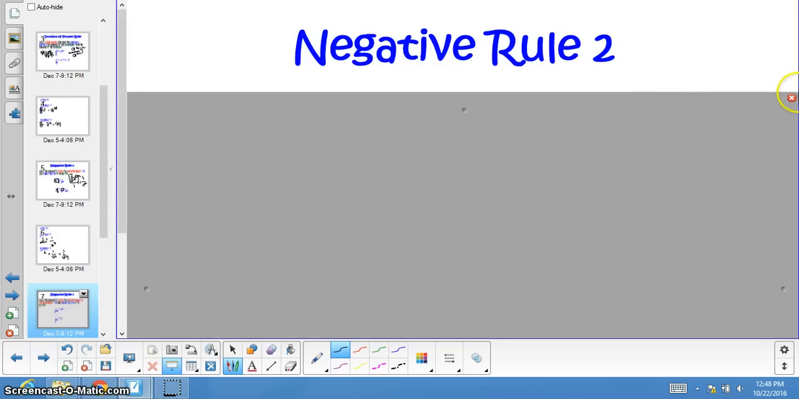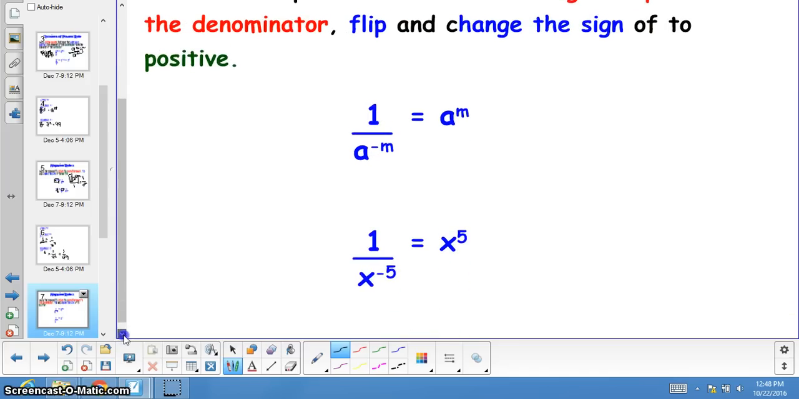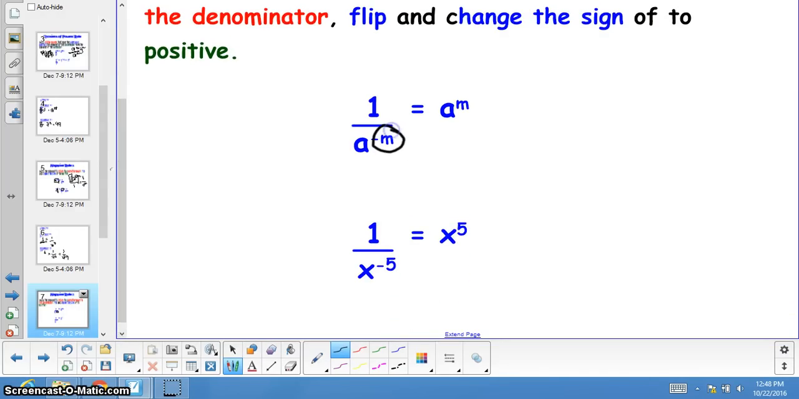Continuing on. Negative rule number 2. When the exponent is raised to a negative power in the denominator, flip it and change the sign to positive. So this works the same way if you have a negative in the denominator. We don't like negative exponents. It's negative in the denominator. So where can we move it to make it positive? To the numerator. It's crossing the division sign, so the sign changes to a to the positive m power. Same thing here. Move that negative 5 up. The 1 doesn't go away, it's just not there because we don't really write 1x to the 5th, we just write x to the 5th.